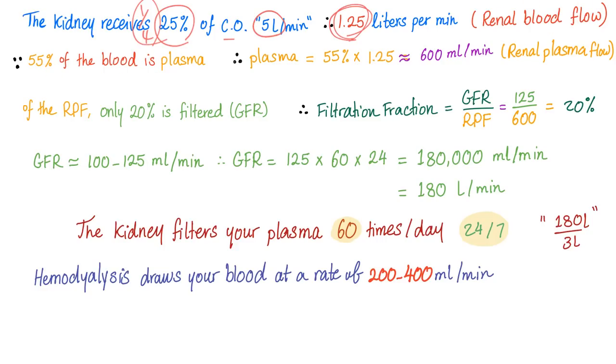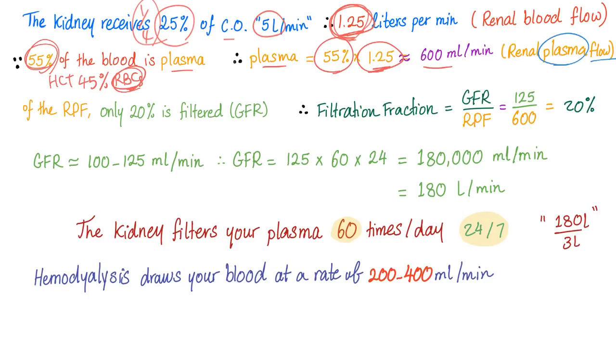55% of blood is plasma, as you know, by the way. That's why the hematocrit value is the rest, the 45%, because 45% of your blood is made of red blood cells, leaving 55% plasma. We multiply this by the 1.25 and we get 600 mLs per minute. We call this the renal plasma flow, not blood, but plasma flow. The plasma that's going to the kidney.